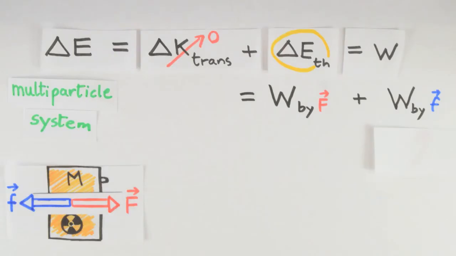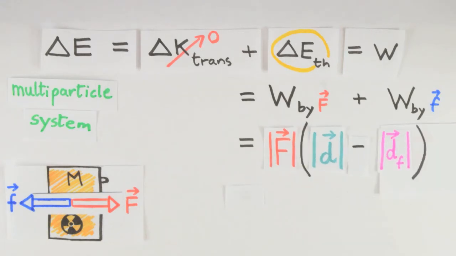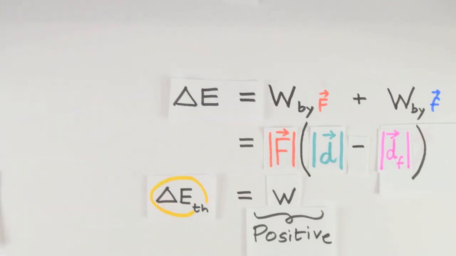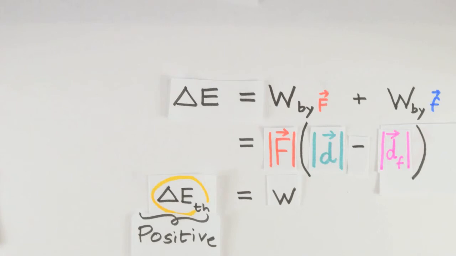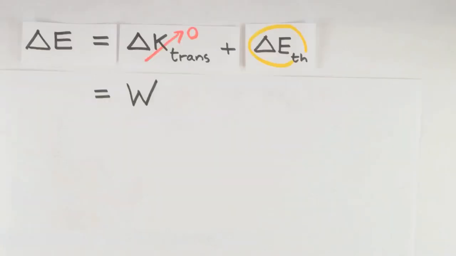So now we can return to our energy principle for the multiparticle system and use the fact that d sub f, the magnitude of the effective displacement for the friction force, is smaller than d, the magnitude of the center of mass displacement. We see that the overall work is now positive and equal to the change in thermal energy, which suggests that the thermal energy increases, which is in accord with what we know from common experience. Now let's push this a bit further and interpret what the energy principle is telling us here.